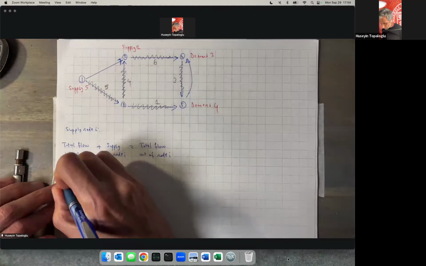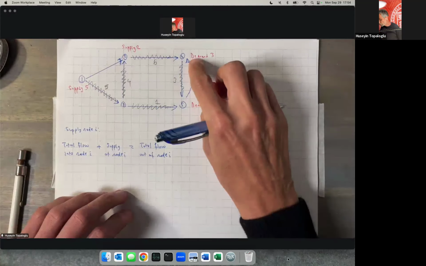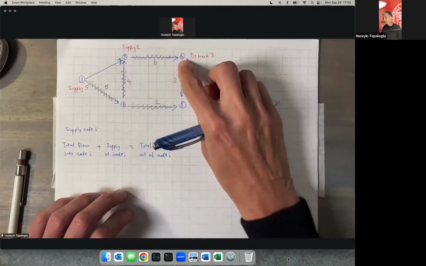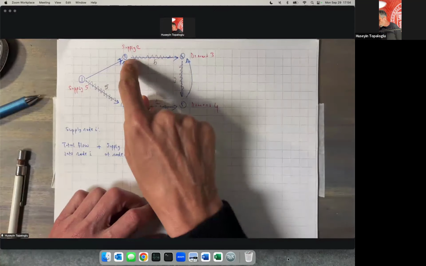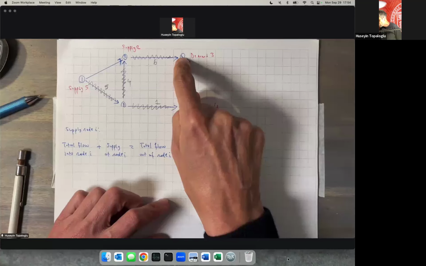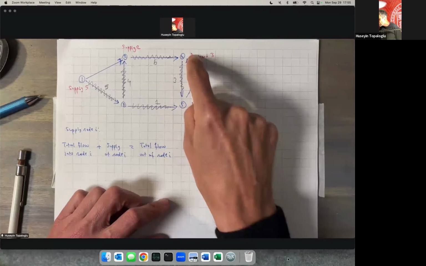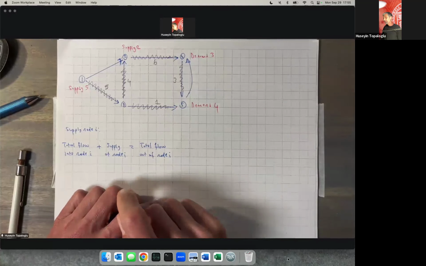Okay. What do I need to write for a demand node? So let's take this demand node 4. What do I need to write for a demand node? For a demand node, the total flow into the demand node should be equal to the demand at that demand node plus the total flow out of that demand node.